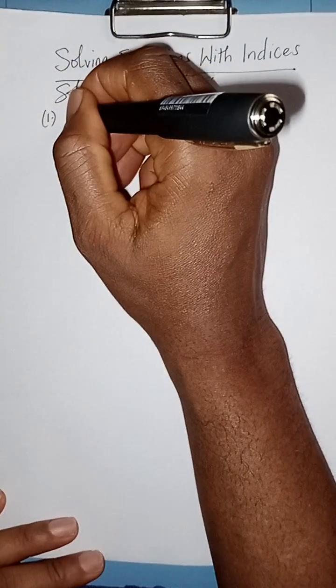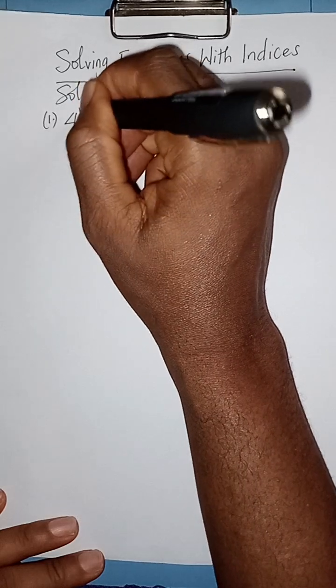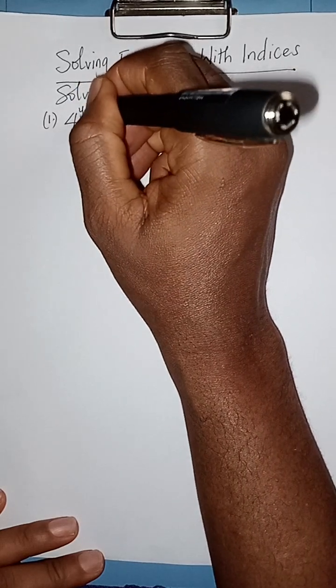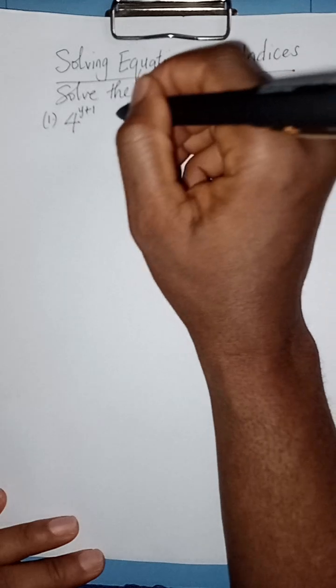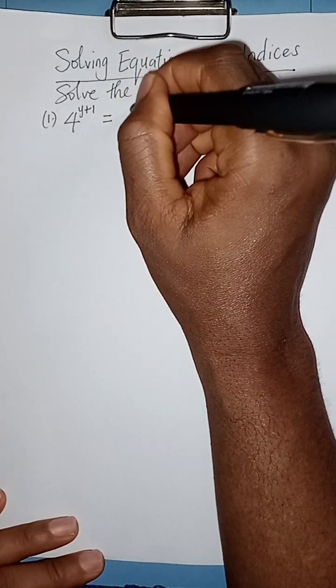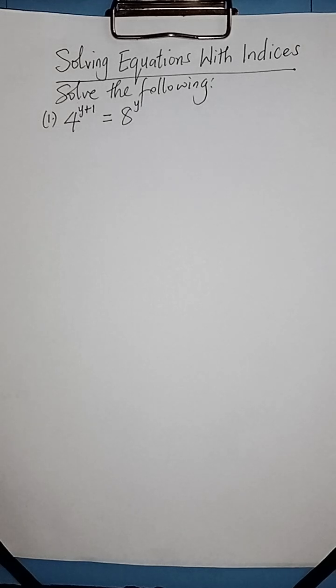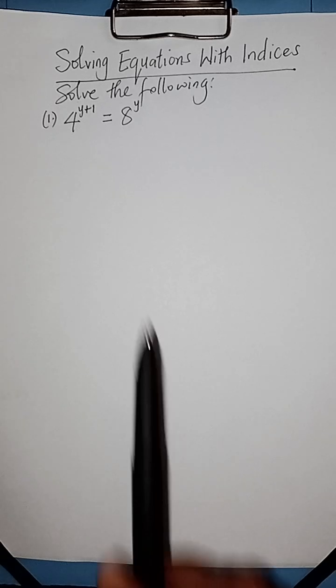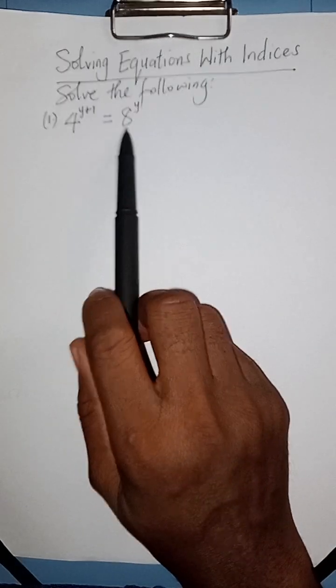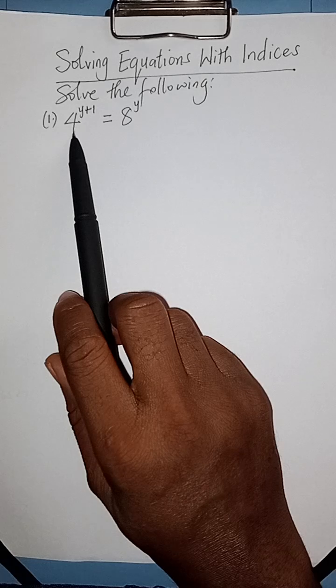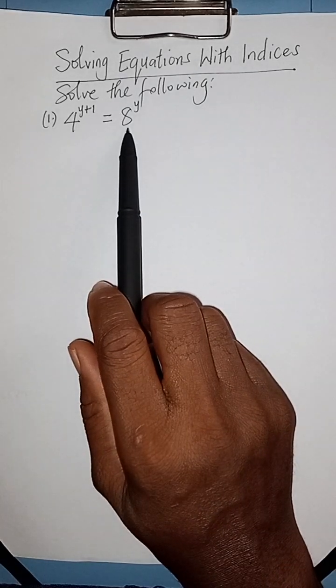Here I have 4 raised to power y plus 1 equal to 8 raised to power y. Now this is an equation with indices. So if I have an equation like this, what do I do? Now the first thing you need to pay attention to are the bases. Here the base is 4 and here the base is 8.